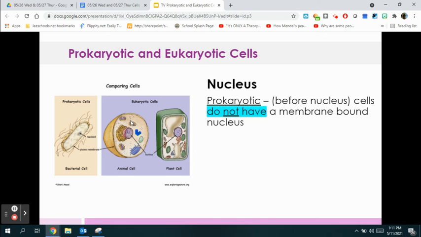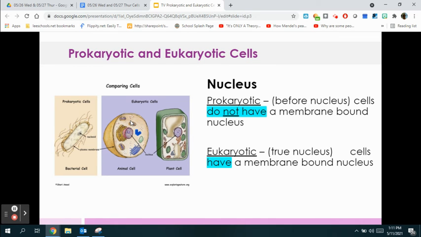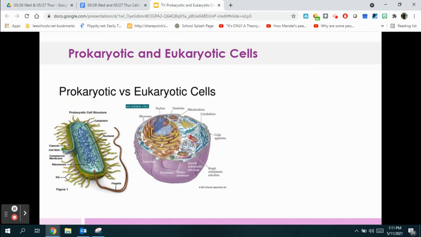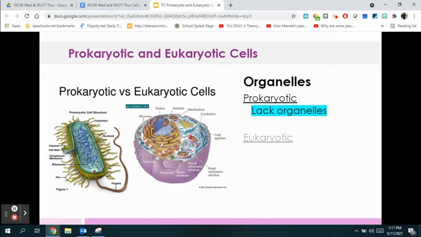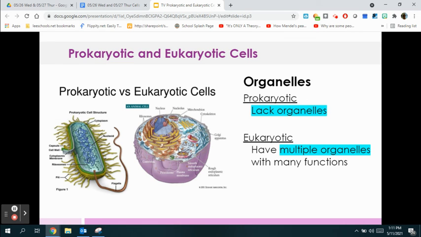Prokaryotic, before nucleus, cells do not have a membrane-bound nucleus. Eukaryotic is true nucleus, and the cells have a membrane-bound nucleus. That is a major difference. Organelles, prokaryotic lack organelles. Eukaryotic have multiple organelles, and their organelles have many different functions.